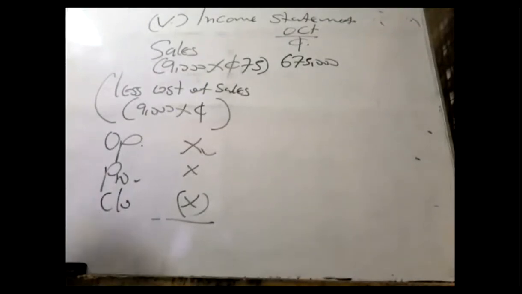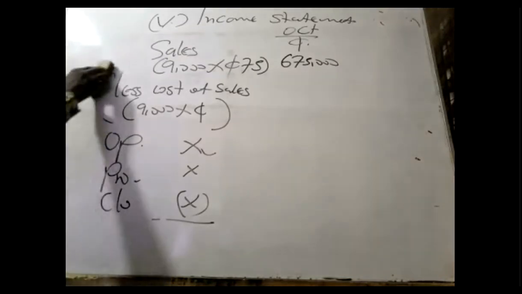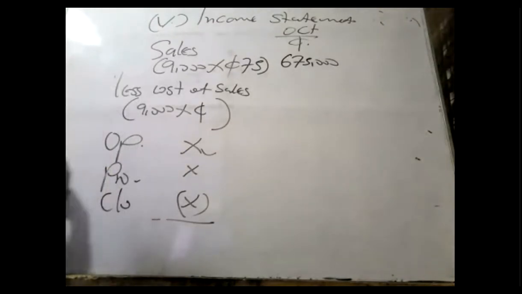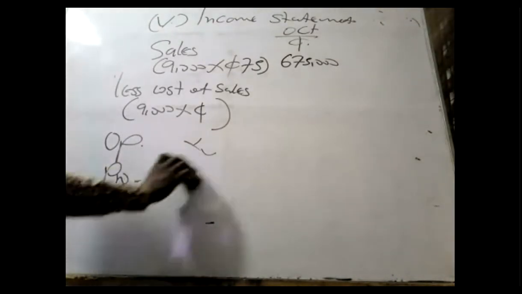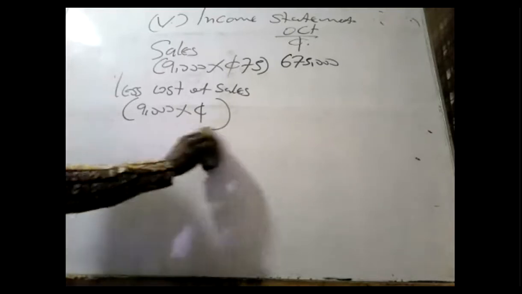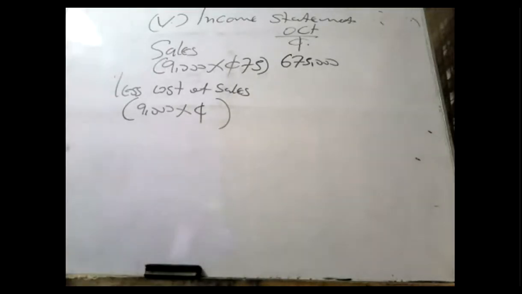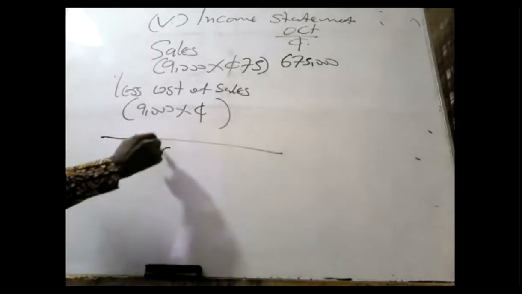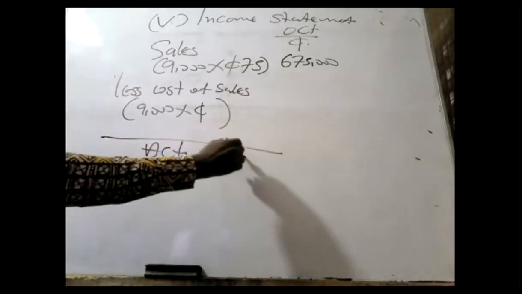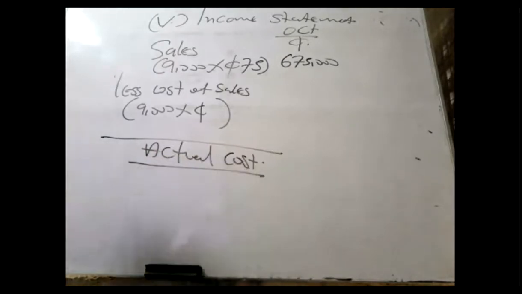Okay, let's calculate the actual cost of these goods. For example, I said the entity values goods using the actual cost. Let's calculate actual cost. Now, anytime you're calculating cost, don't forget the elements of cost: material, labor, overhead, and so on. Let's have the material.